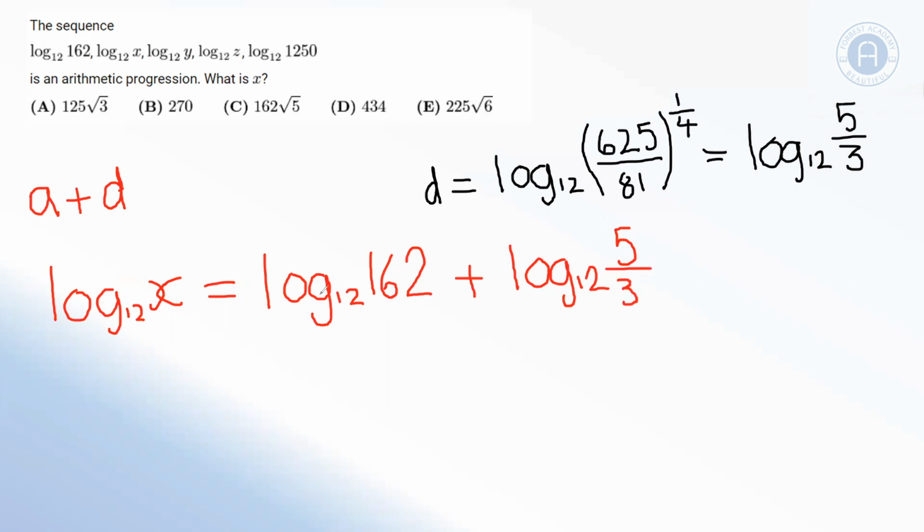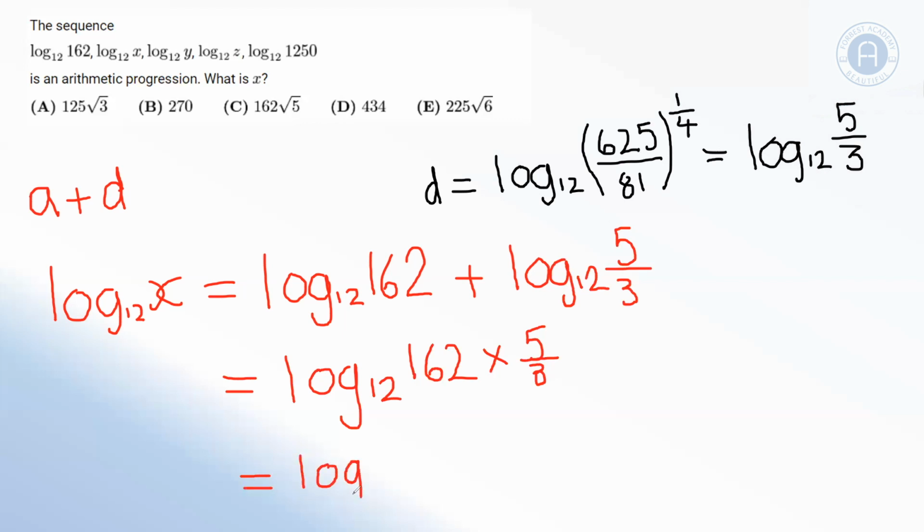Now, as we discussed before, when I have two logs of the same base, this time added together, we can combine them as one logarithm, multiplying those two values together. So log base 12 of 162 multiplied by 5 over 3. And that's going to give me a value of log base 12 of, I'm going to do 162 times 5 over 3, which gives me 270, which is our answer of B.